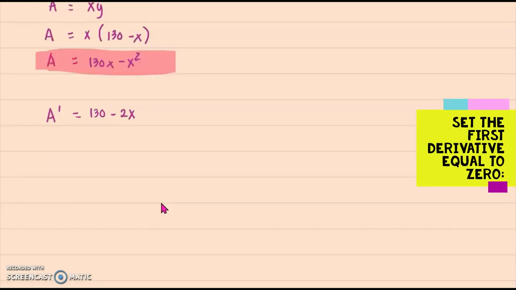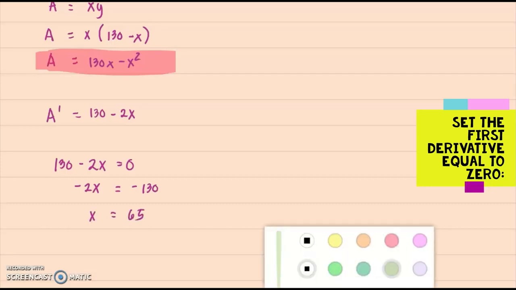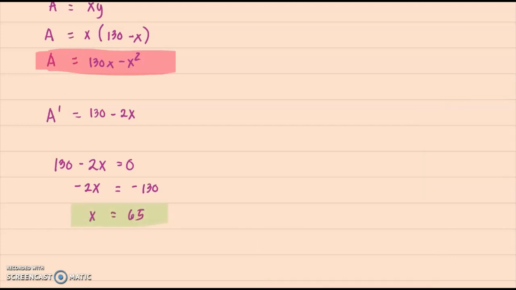Now, next step, we have to set our first derivative to 0 and solve for the value of x. So we have here 130 minus 2x equals 0. So we have negative 2x is equal to negative 130. So x is equal to 65. Let's highlight this. So you have the value of x that is 65.